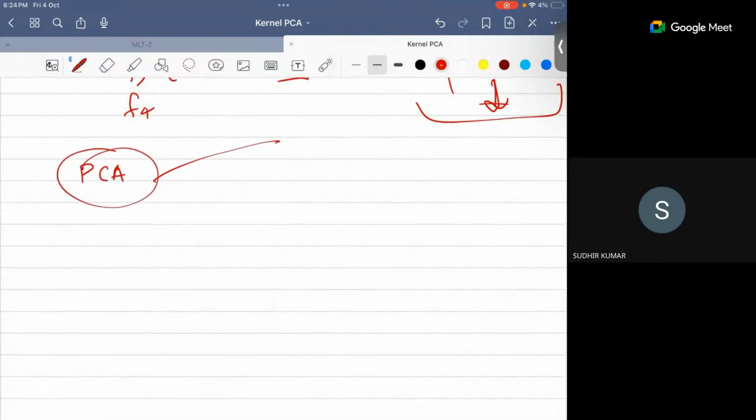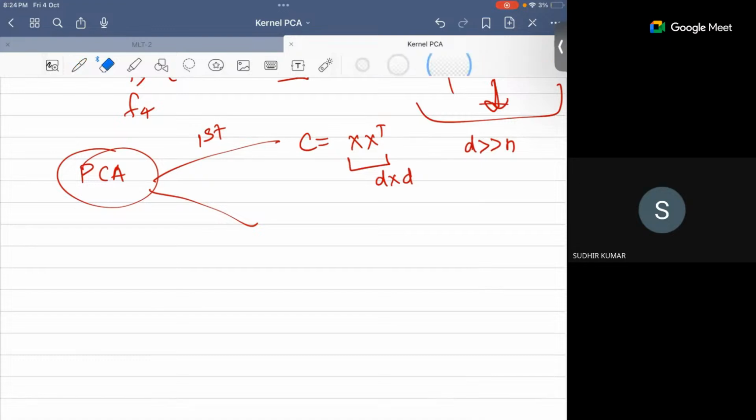The first issue we came up with was the dimension of the covariance matrix that we were calculating. That was in the form of x x transpose. I'm not writing 1 upon n anywhere, that is fine. You can just understand that I'm writing x x transpose, and this is in the form of d cross d. But I was having a data set where d is very large compared to n.